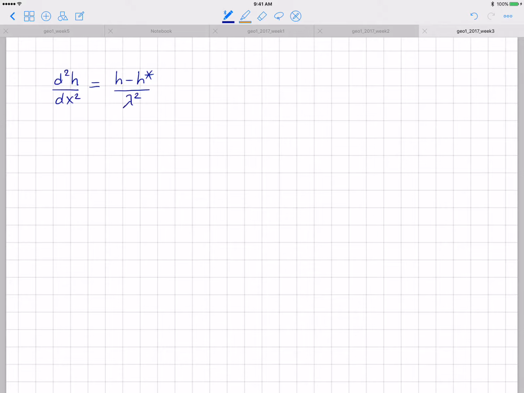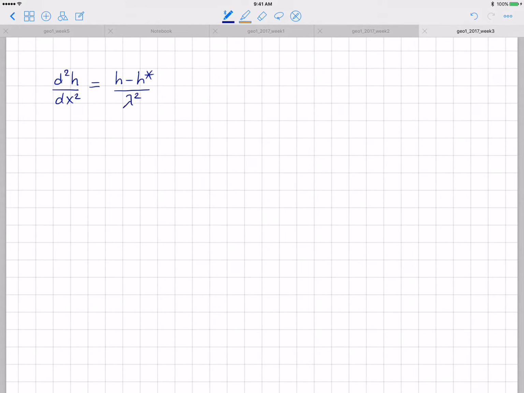Hello, this is video 2 of the series of videos on semi-confined flow. In video 1 we derived the differential equation for the head in the aquifer. The second derivative of the head with respect to x squared is equal to h minus h star divided by lambda squared. And we're going to make one more modification. We would like to have on the left the second derivative of h minus h star, since we also have h minus h star on the right.